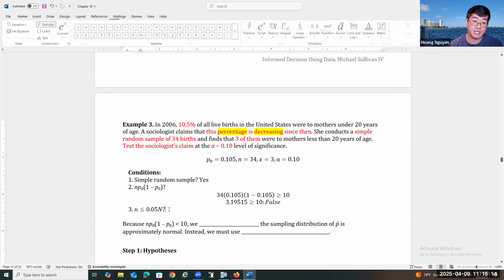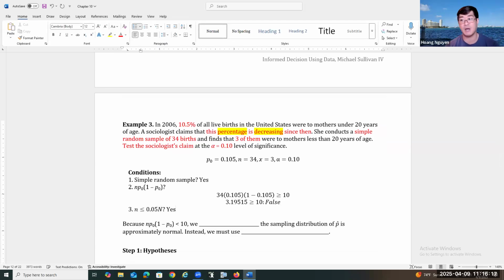The sample size is less than 5% of the entire population. I'm going to say this is yes, because we only selected 34 births, which is less than 5% of the entire population. So that condition is okay. The only problem we have is the sample size is not big enough, so the second condition is not true. Because n times p0 times 1 minus p0 is less than 10, we cannot say that the sampling distribution of the sample proportion p-hat is approximately normal. So we cannot assume that.